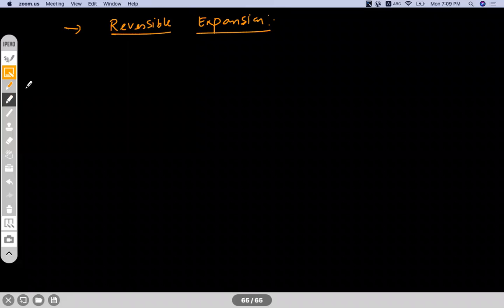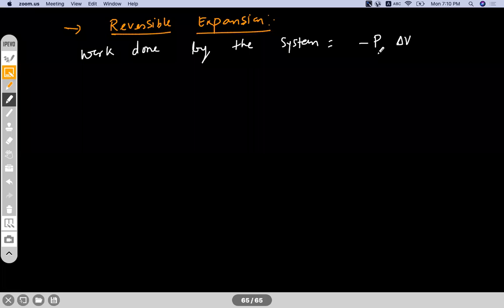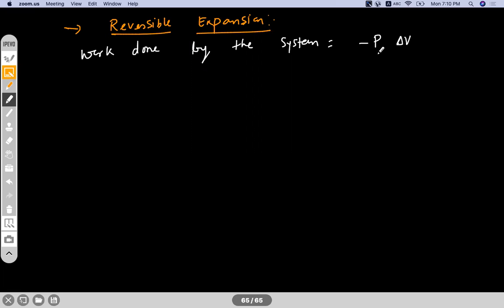So in case of reversible expansion, since you have expansion, work done by the system. Expansion is always work done by the system, so negative: minus P delta V. It is reversible, so P external is not constant, it is variable.